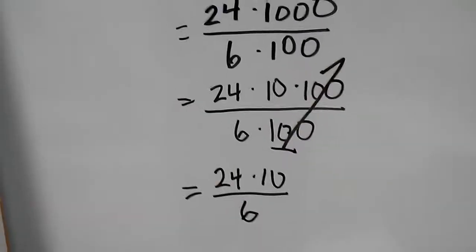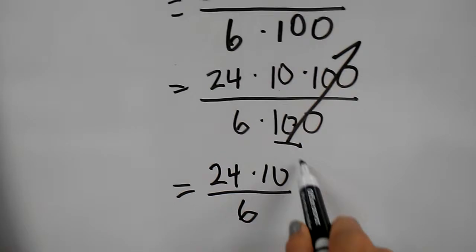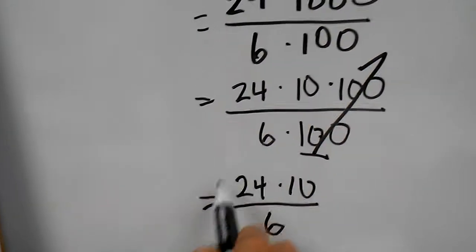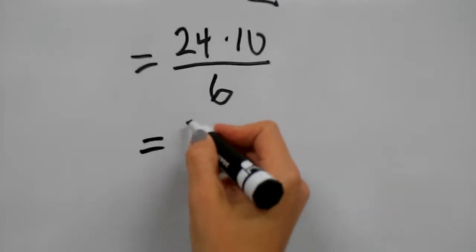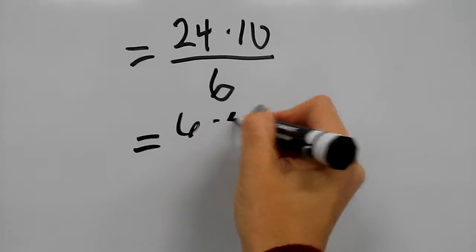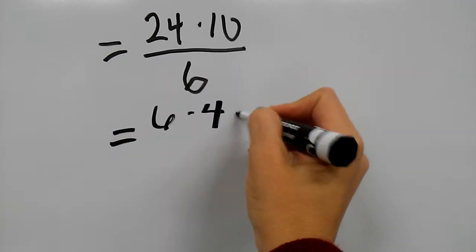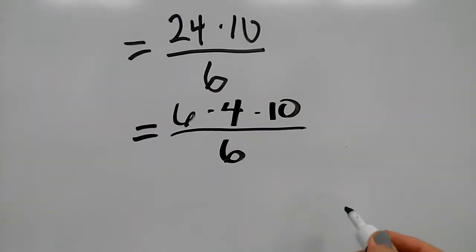So now I want to look for more equivalent forms of 1, and I know that 10 does not have 6 as a factor, but I know that 24 has 6 as a factor. So my next step would be to decompose 24 so that I can get that 6. So 24 is the same thing as 6 times 4. I still have this times 10 here, and it's still divided by 6.